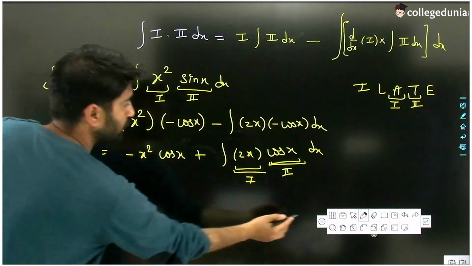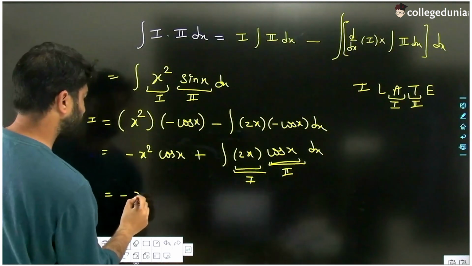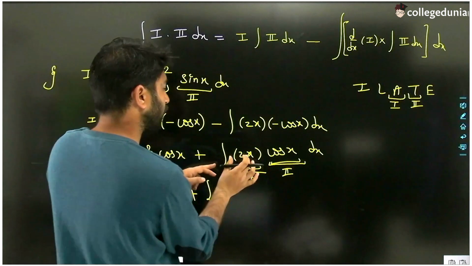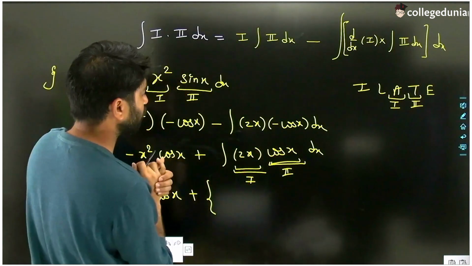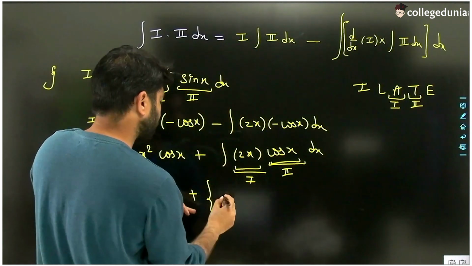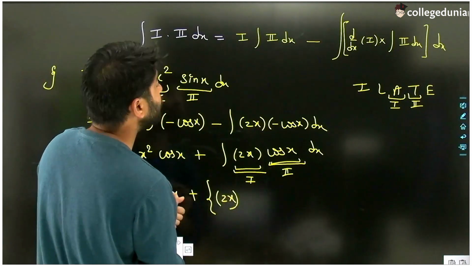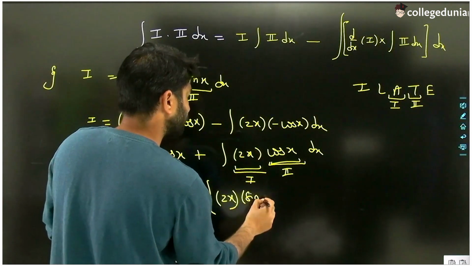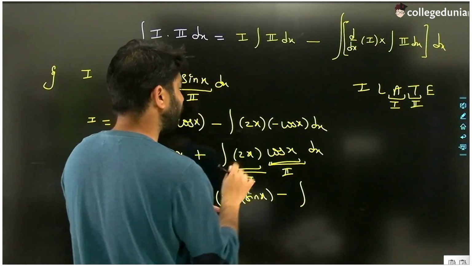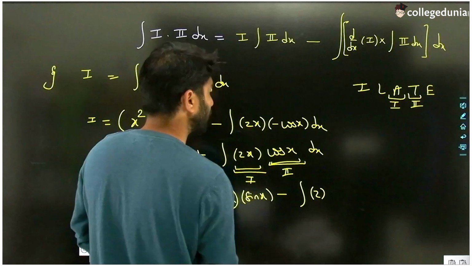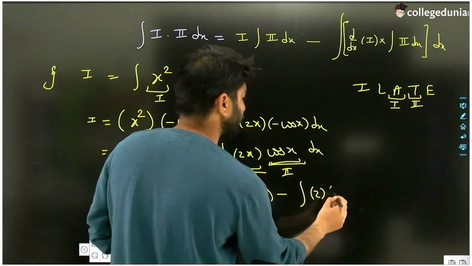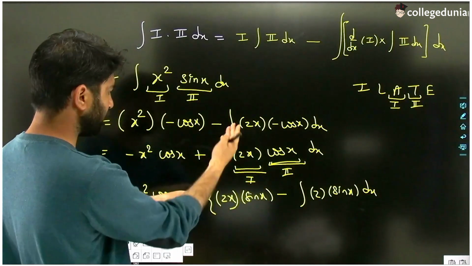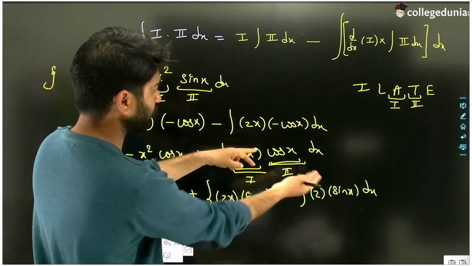Again we have to use the by parts rule on these two terms. First function will be written as it is, and then the integration of second, the integration of cos is sin x, minus the differentiation of first, the differentiation of 2x is 2, and the integration of second, the integration of cos is sin x. First as it is, integration of second, minus derivative of first, integration of second.